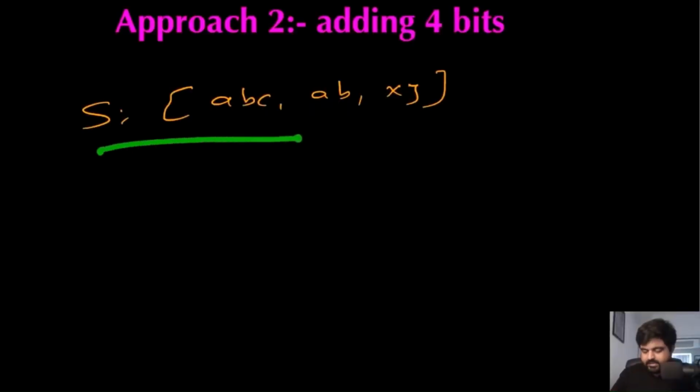Okay, suppose this is the string we are given, and the idea is we are going to add 4 bits that are going to store the length of any given substring, and then we are going to keep on repeating the same process, and we are going to create the encoded string. So let me quickly show you what I am suggesting.